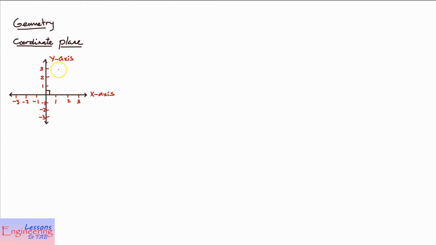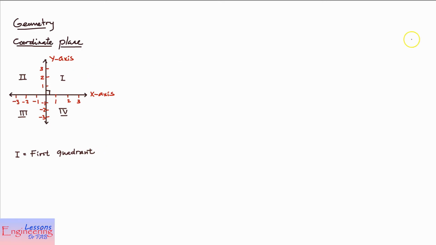Another important point: the plane made up of these two lines has regions, and these regions are called quadrants. This is the first quadrant, the second quadrant, the third quadrant, and the fourth quadrant. So their unique properties: in the first quadrant, all points are positive.